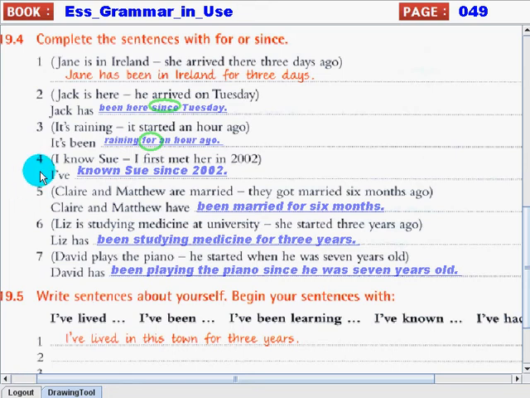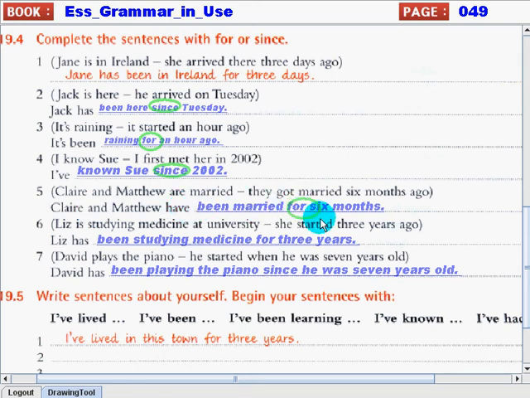Okay? Next, I know Sue. I first met her in 2002. I've known Sue since 2002. So, we used since, because we indicated the time when that person met Sue, right? We used since. Claire and Matthew are married. They got married 6 months ago. Claire and Matthew have been married for 6 months.